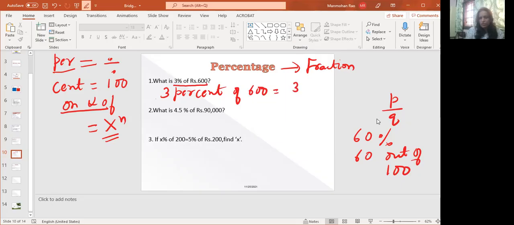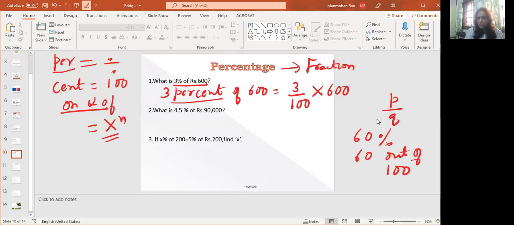3 per cent means divided by, correct? Cent is converted to 100, per is converted to divided by, and of, I told you, is multiplication. How much is there? 600. So sometimes you always have the confusion whether 100 comes in the numerator or denominator. That's always a general confusion among the students. If you understand this concept, you'll never make the mistake. The question will always be converted into an expression correctly once you understand the basics.